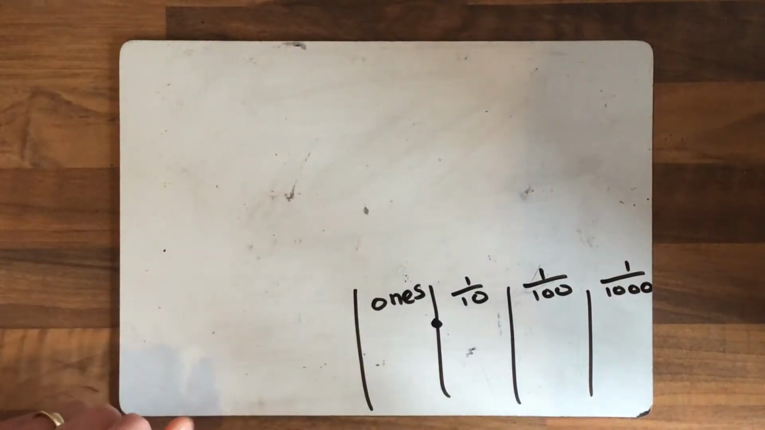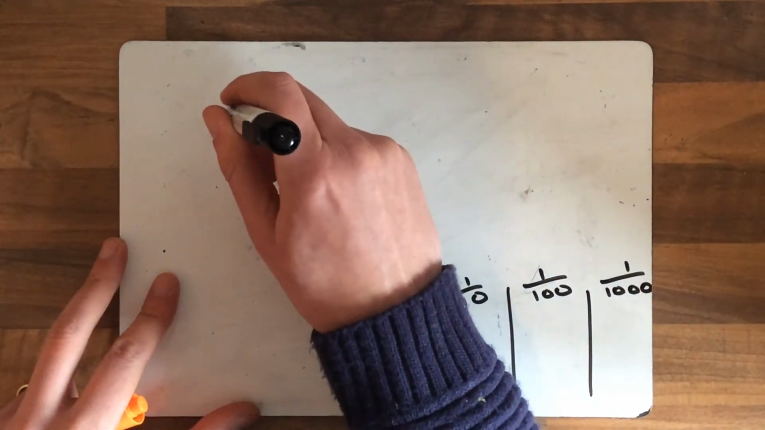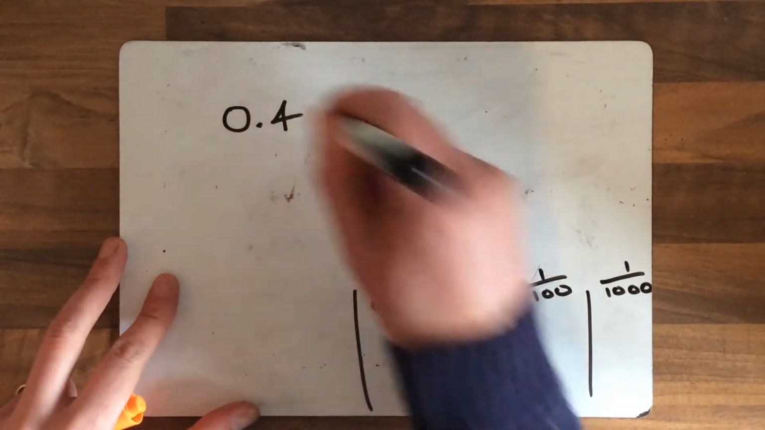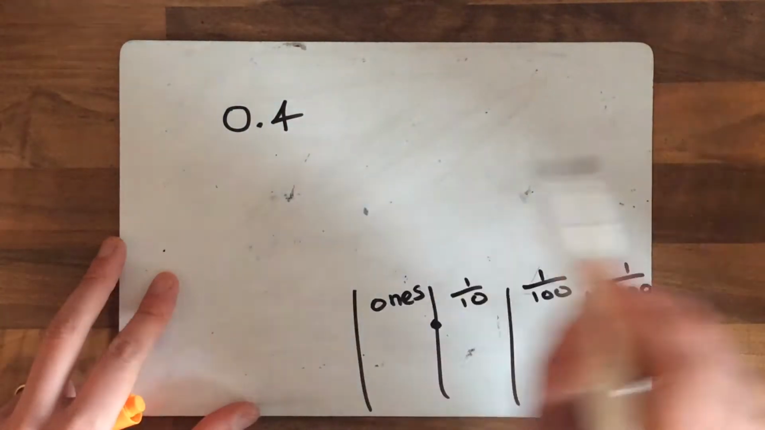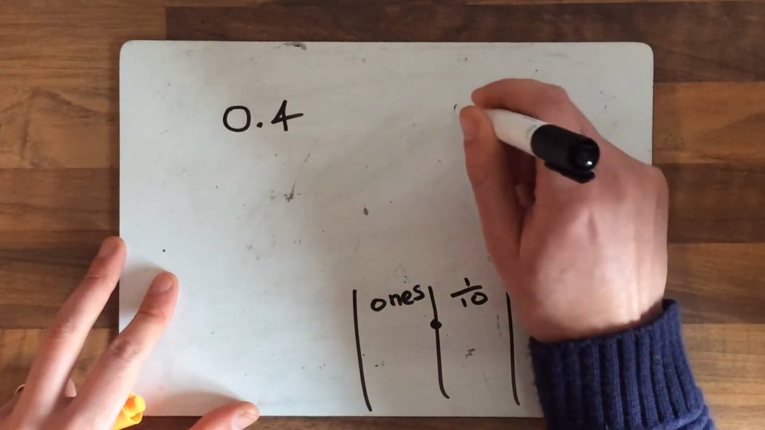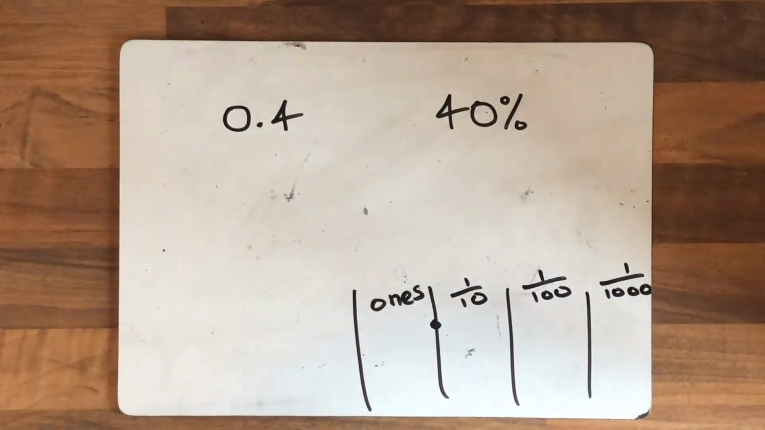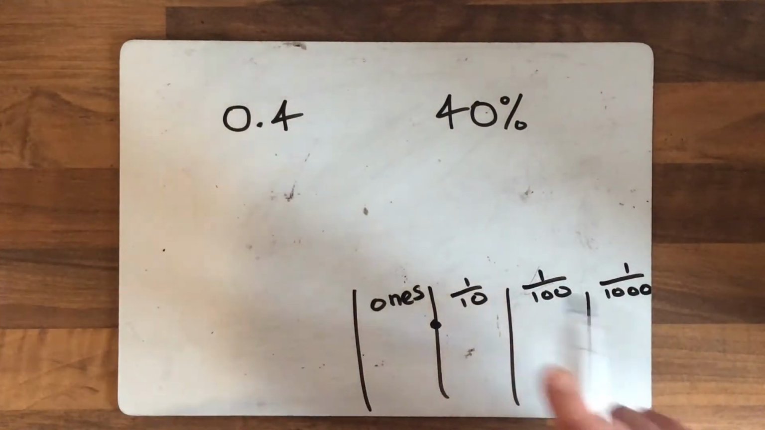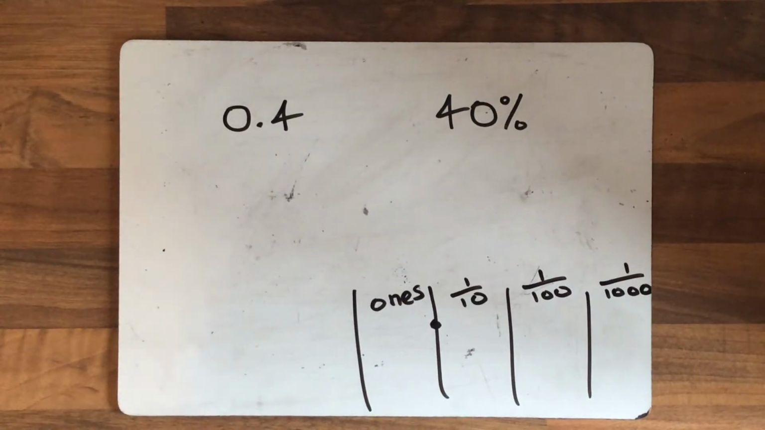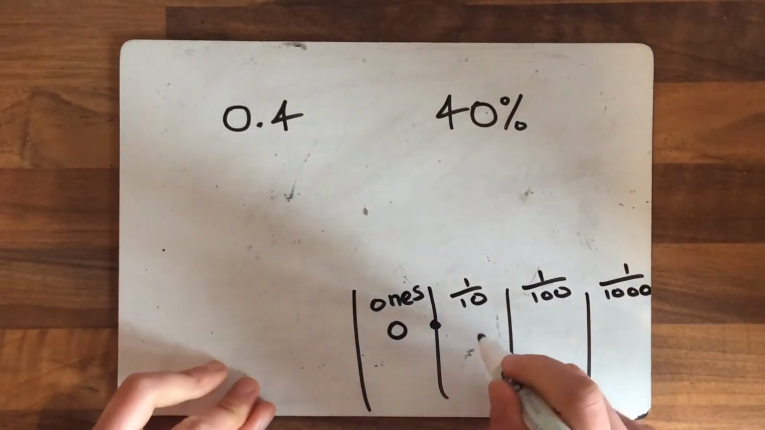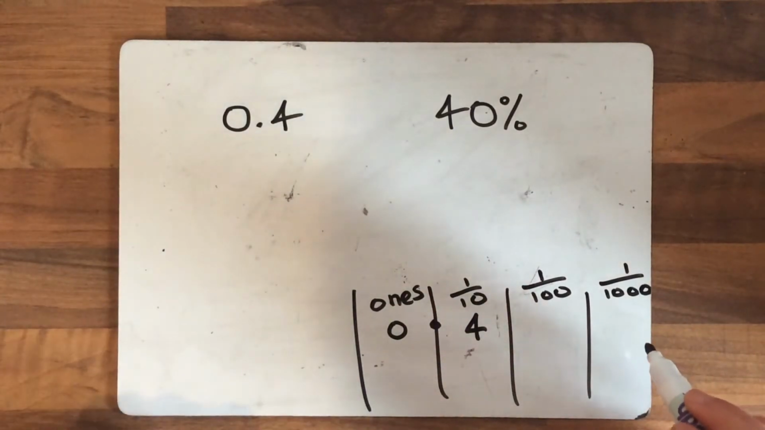So if we were to have a look at the decimal now, if I had 0.4, this is my decimal, and if I had a percentage, 40% there. Some of you will be looking at that now and be able to see the answer straight away, which is great. That means your learning already is very strong from what we've done previously. But let's have a look at converting these. So if we were to write this in here, it'd be 0.4.